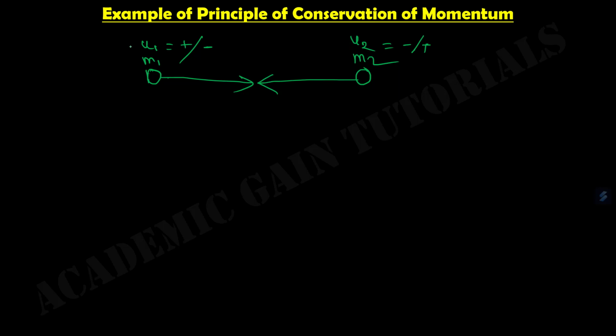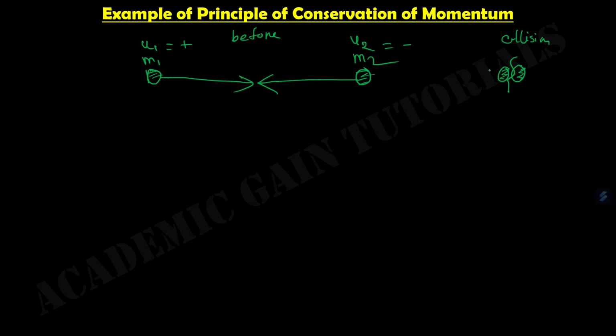Means if we take the initial velocity for m1 as positive, then as they are coming from opposite directions, u2, the initial velocity for the m2 object, will be negative. So suppose we take u1 as positive and u2 as negative. So when it collides, this is before collision and this is when the collision occurred.